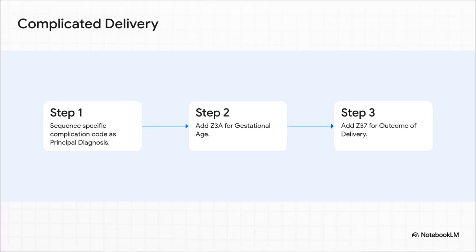So think of this as your go-to coding algorithm. Step 1, sequence the complication first. Step 2, document the time with Z3A. Step 3, report the outcome with Z37. If you follow this strict 1, 2, 3 logic, your sequencing for complicated deliveries is going to be bulletproof every single time.